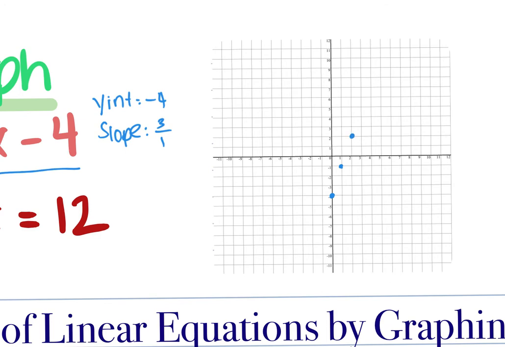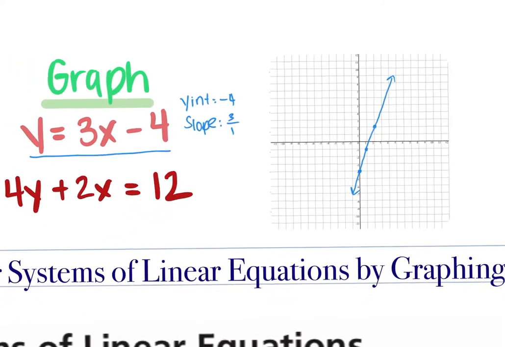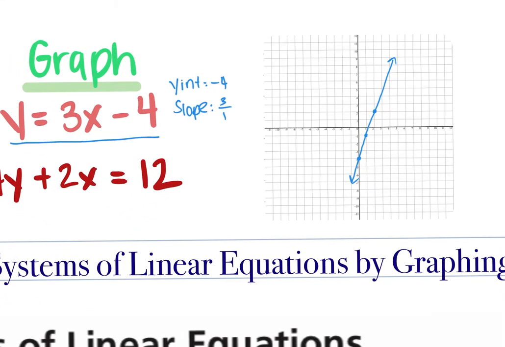Gabby said we go to -4 on the y-axis, and then we go up 3 to the right 1, and then we draw a line going through those. So we graphed the first one. Was anyone able to figure out how to graph the second one?